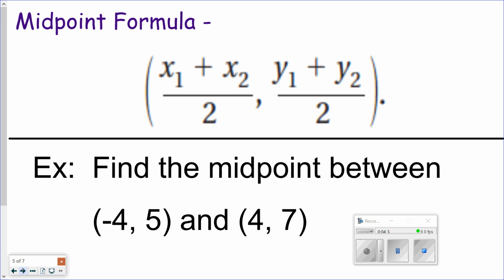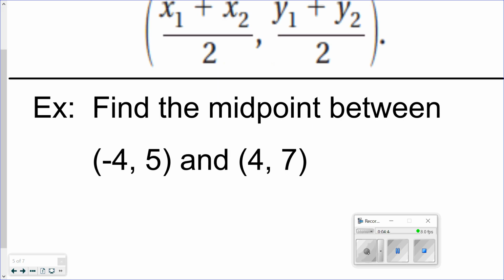Midpoint formula. If you have 2 coordinates and you're trying to find the point in the middle, we're going to use the midpoint formula, which is x1 plus x2 divided by 2. That's how you find the x coordinate. And y1 plus y2 divided by 2. That's how you find the y coordinate. Now these are just the averages. So you're just adding up the x's, divide by 2. Adding up the y's, divide by 2.